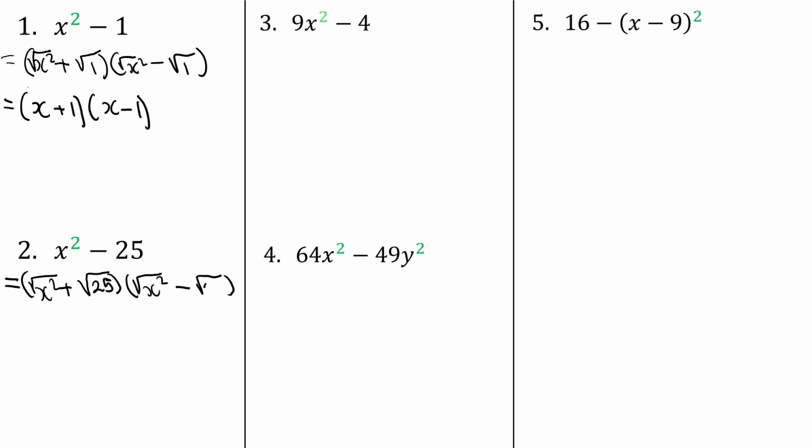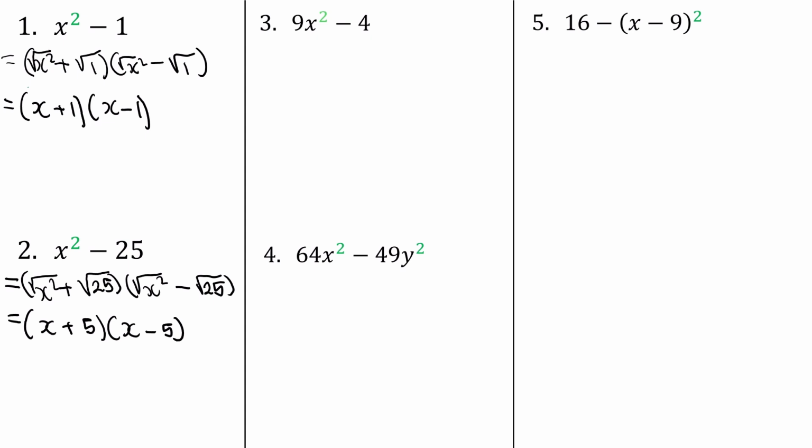You do square root of 25, so you use your calculator to find the answer. Square root will cancel your squared there. You have x plus square root of 25, which is 5. Open bracket again. Square root of x squared is x minus square root of 25, which is 5. And just like that, you have found your answer.